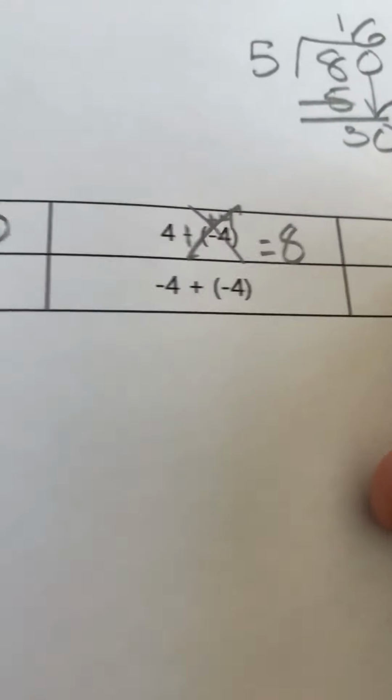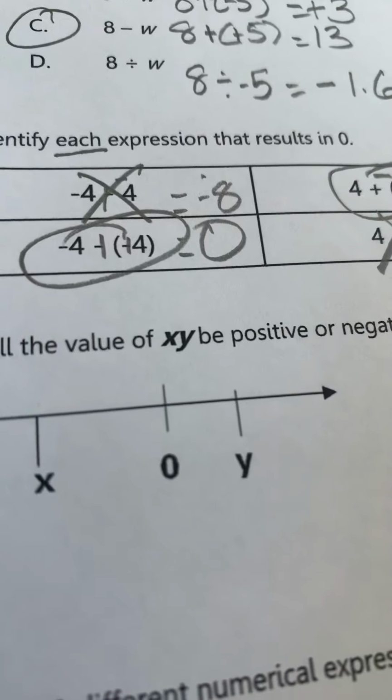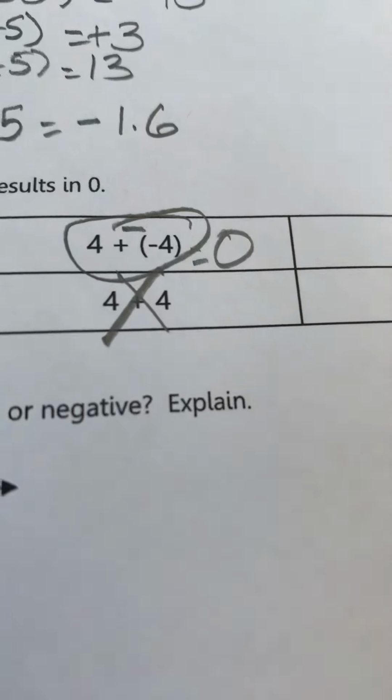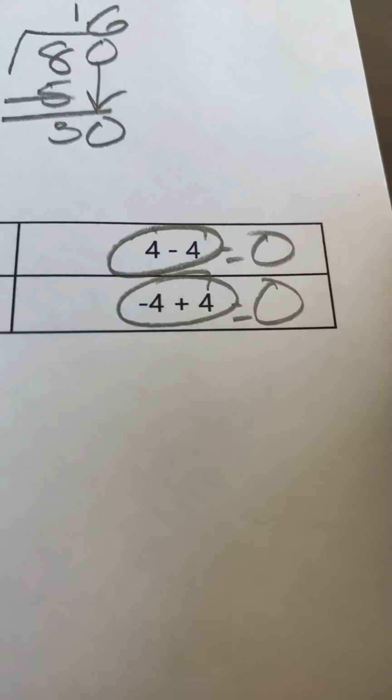Negative 4 plus 4. They're both equal distance. Well, negative 4 plus 4, if you owe somebody $4 and you pay them $4, you now don't owe them. You are paid in full. So that one is true. Negative 4 plus negative 4, the signs are the same, so I just add them together. Negative 8. So that one is out. So I have this one, and both of these in this column.